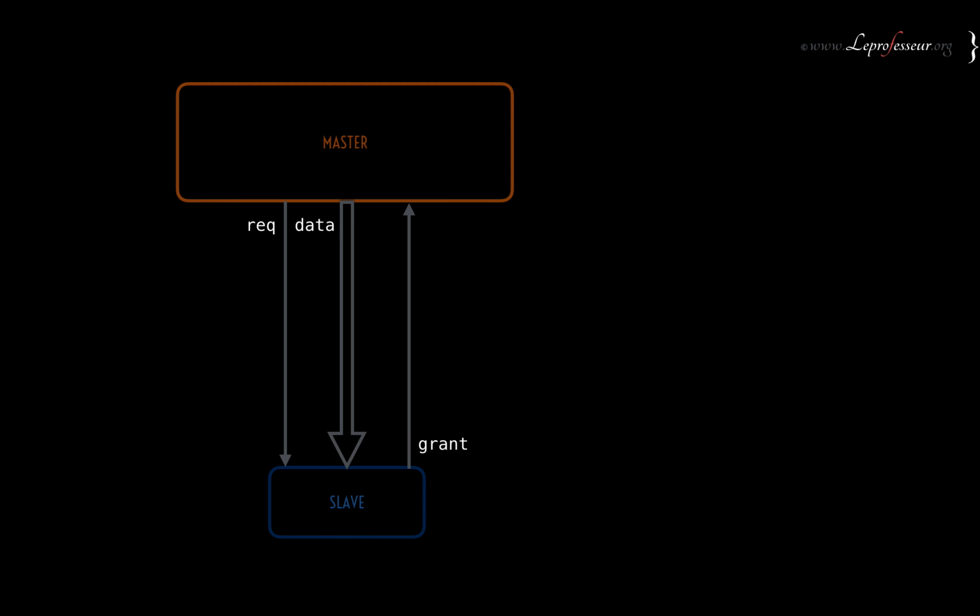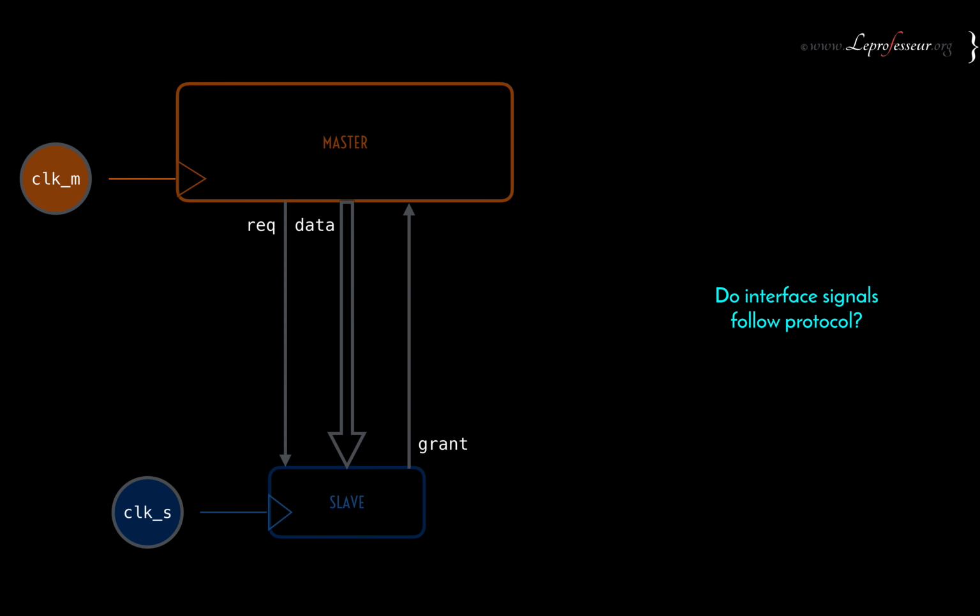All right, so let's talk about it further, and make it a little bit more interesting and complex. Master is running at its own clock and slave is running on its clock. So we have an asynchronous interface where master sends a request and data at its clock and slave sends the grant back to master at its clock. Let's call master clock clock M, slave clock clock S, and the question here is, do these interface signals follow correct protocol?